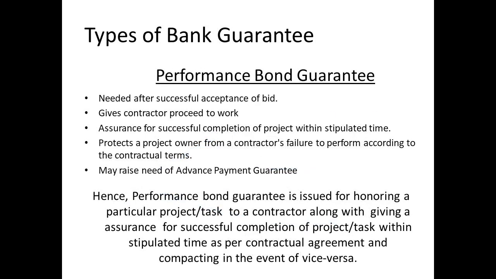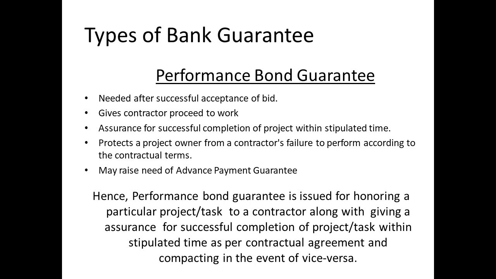Now let's talk about performance bond guarantee. A performance bond guarantee is needed for a contractor if its bid was selected or accepted by the project owners. A performance bond guarantee is issued to honor a contractor a job which it bid for, and also gives the go-ahead to work on the same. Further, it assures the project owner that the work awarded to the contractor will be completed on the stipulated time. So the performance bond value will be the total project value that the contractor bid for, and the validity period will be the project completion time period.